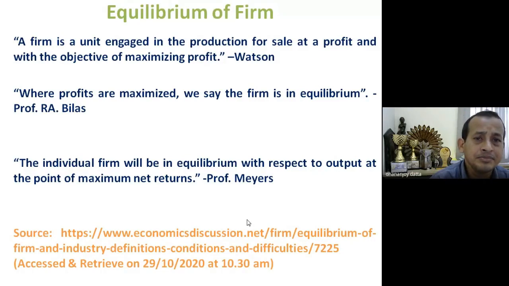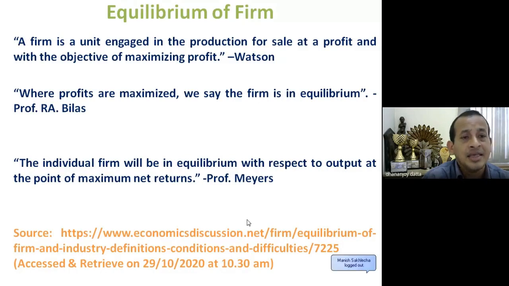Now equilibrium of firm refers to a firm, or we can say a firm is a unit engaged in the production for sale at a profit and with the objective of maximizing profit. What is being said? Production for sale at a profit means selling with a profit, and with the objective of maximizing the profit. This definition is given by Watson. Watson is a very renowned economist, and he said that a firm is a unit engaged in the production for sale at a profit, and with the objective of maximizing profit, can be termed as equilibrium of the firm.